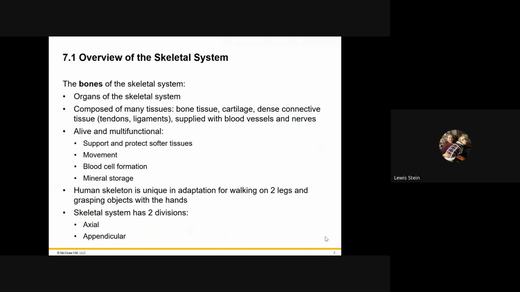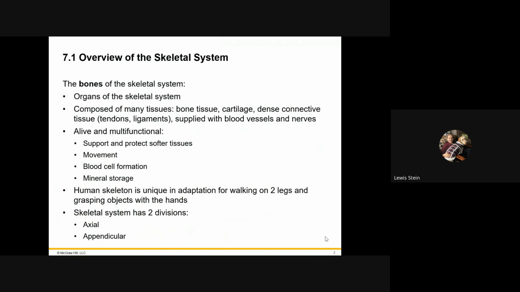So, blood cell formation, movement and structural support, and absolutely mineral storage. Bone is a bank, and it's a bank for a particularly important cation, a positively charged ion called calcium. Calcium with a +2 charge. Calcium is everywhere. Calcium makes nerves function, makes muscles function, makes blood clot.